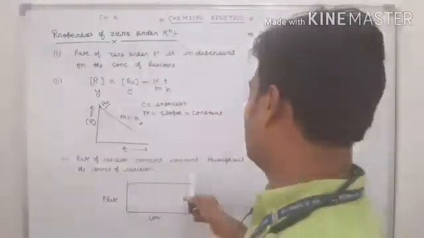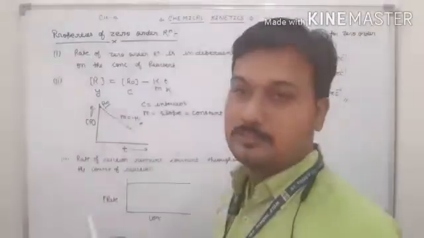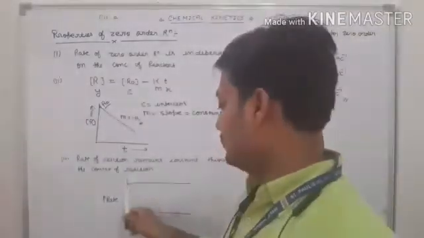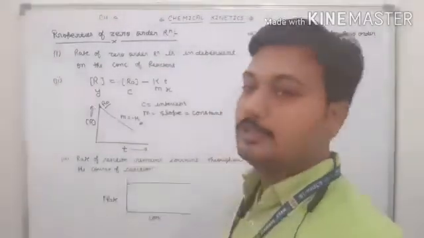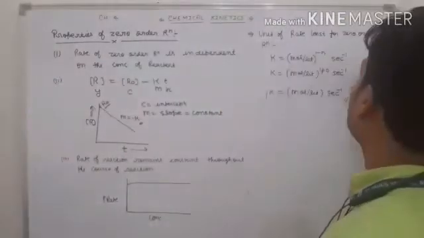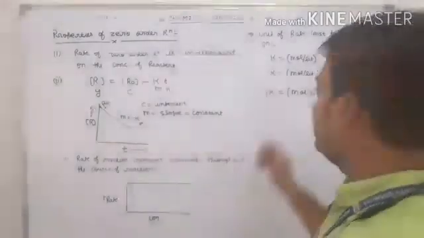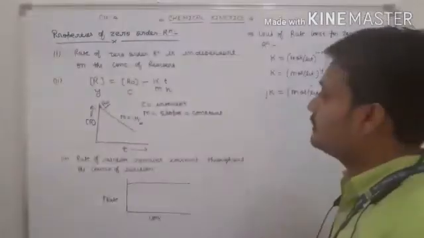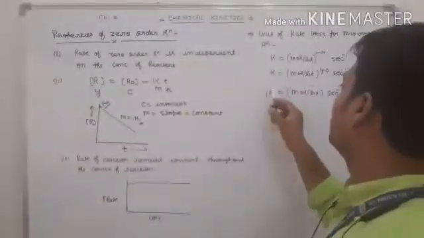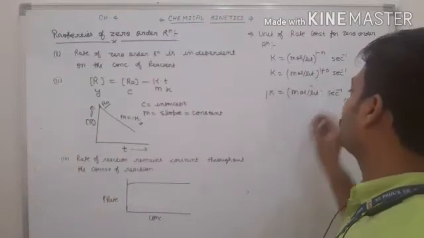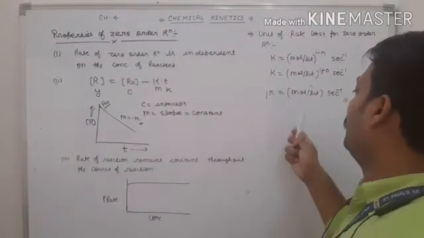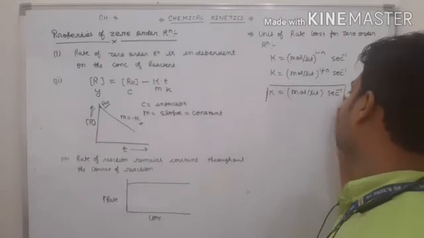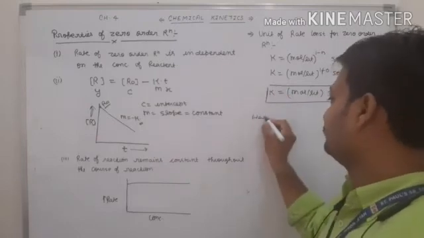Now rate of reaction remains constant throughout the course of reaction. So here rate is constant throughout the change in the concentration of reactant. Unit of rate constant for zero order reaction, K is equal to mole per liter to the power 1 minus n, second inverse. So students, you know K is equal to mole per liter to the power 1 minus 0, second inverse. So K is equal to mole per liter second inverse. Now half-life.